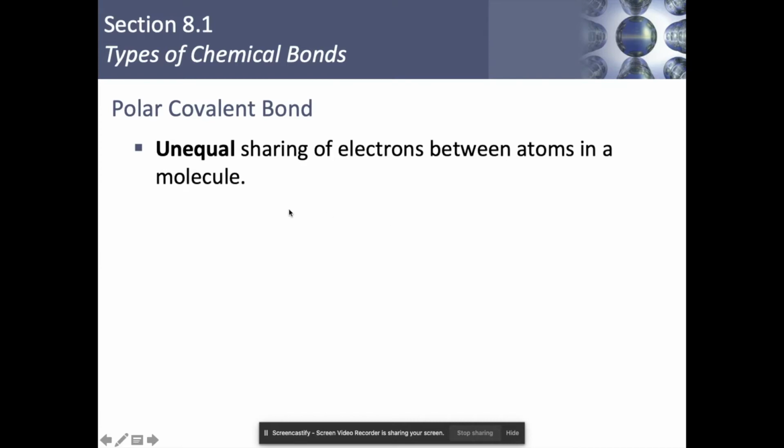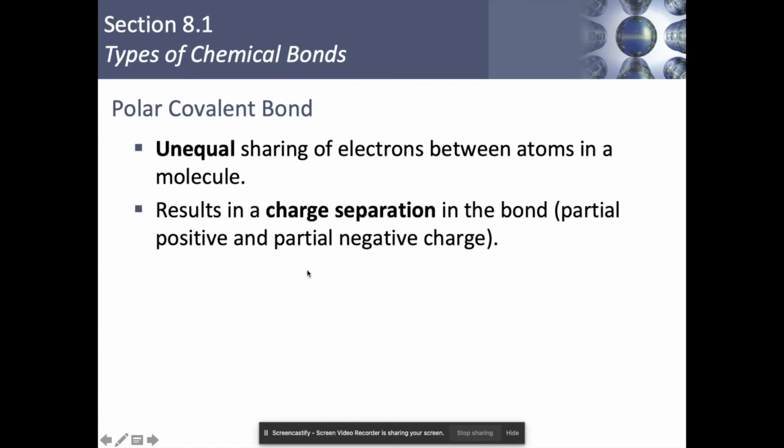All right. But what if we have two different nonmetals? In that case, you might think, oh yeah, they share electrons. That's what a covalent bond is all about. And they do, but they don't share them equally. One atom is better at stealing and taking electrons than the other one is. So instead, the electrons will spend more time around one of the atoms and less time around the other atom. And so what this results in is a charge separation, and it leads to partial positive and partial negative charges.